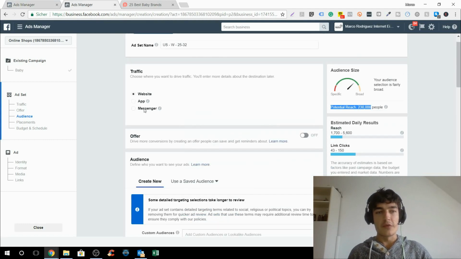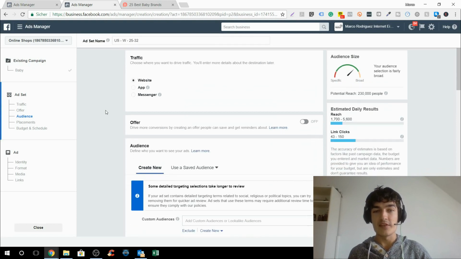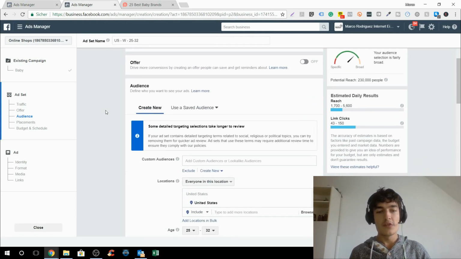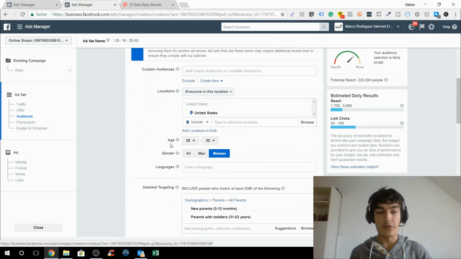On the other hand, of course, let's say you have a very specific product, like for example some very specific baby stuff, very specific baby products. You can immediately exclude the majority of the population. So in my example here, I went with women aged 25 to 32. So I want to address very young moms, or young moms in general.